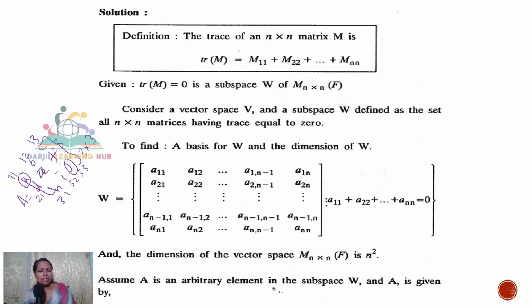So see W. In the general case, let us take the matrix with n rows and n columns denoted by A11, A12, etc., A1n.